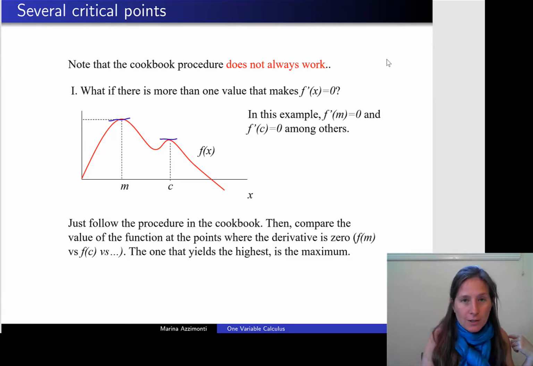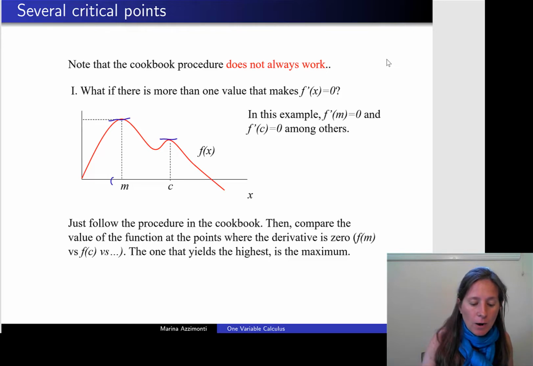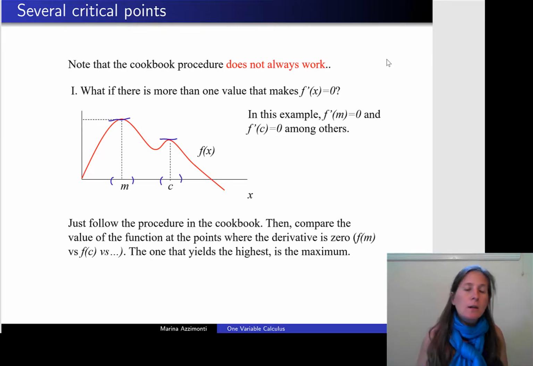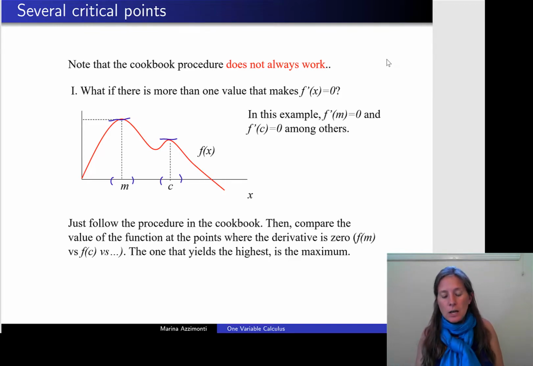Moreover, if you compute the second derivative here, the second derivative is going to be negative for both of them, because the function around M and around C, if you compute the second derivative and evaluate it at either M or C, is going to have the same sign. So how do you find what the global maximum is?